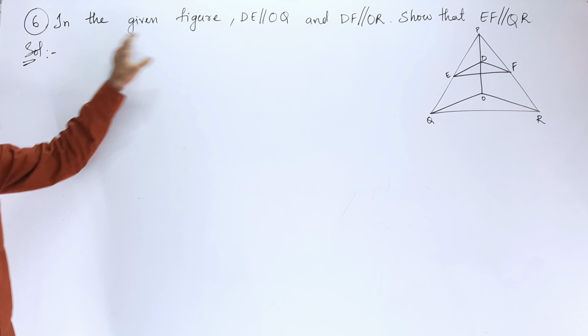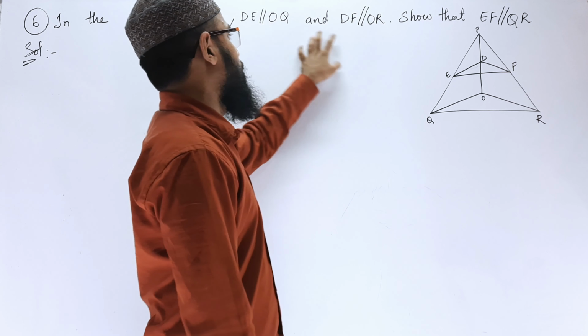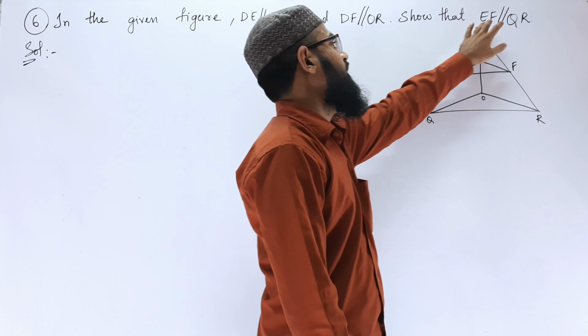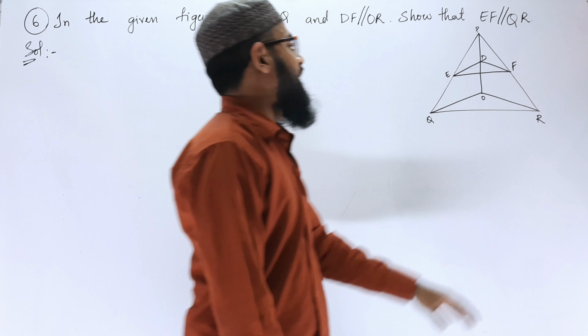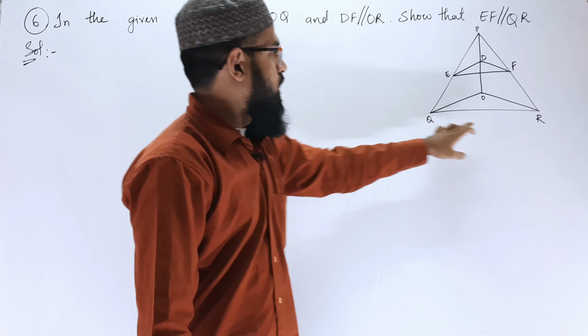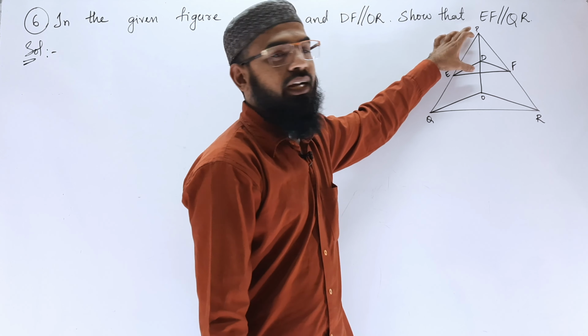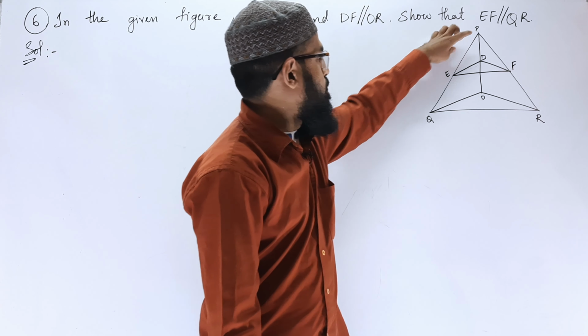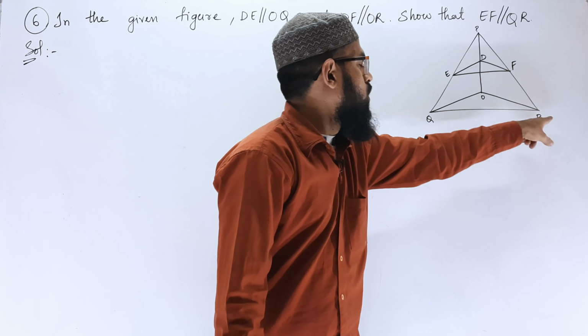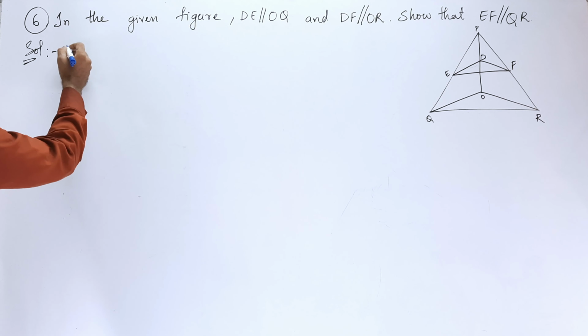Sixth problem. In the given figure, DE is parallel to OQ and DF is parallel to OR. Show that EF is parallel to QR. So they have given one triangle PQR. This triangle is divided into two, that is POQ and POR. So let us start the solution.